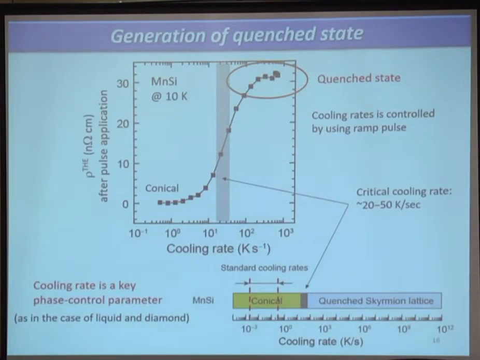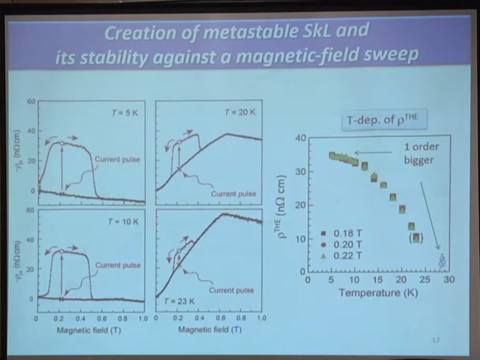We also investigated the cooling rate dependence of the topological Hall effect after the rapid cooling. As you see, this is the cooling rate profile. A large topological Hall effect appears only when the experimental cooling rate exceeds several tens of Kelvin per second. So this observation indicates that the experimental cooling rate is a key phase control parameter for the Skyrmion lattice, as in the case of liquids and glasses.